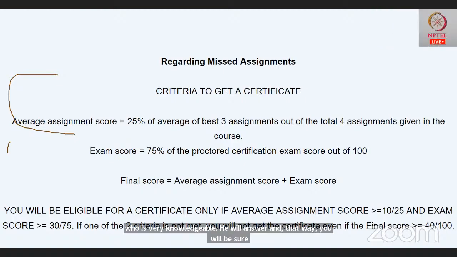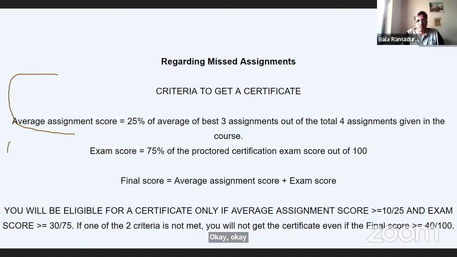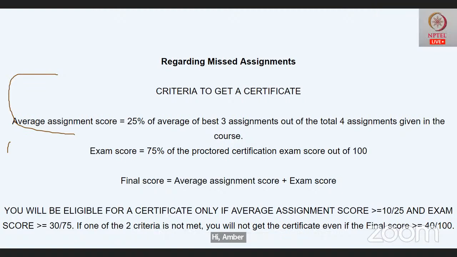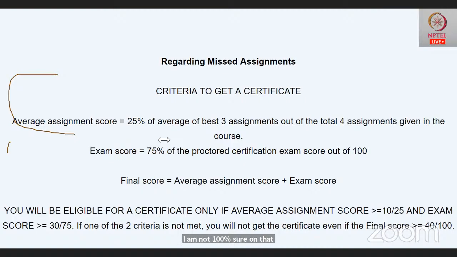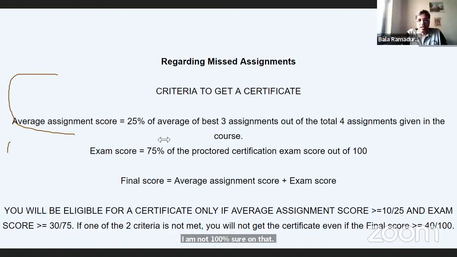I'm not 100% sure. All I know is you have to get 10 out of 25 at least, based on the assignments you've taken, and best 3 also I know. But if you've skipped one, does it count as 0, or does it not count at all? I am not 100% sure on that. Okay, not an issue. Thank you very much. Any other questions, folks? I think these are all very pertinent, relevant questions.